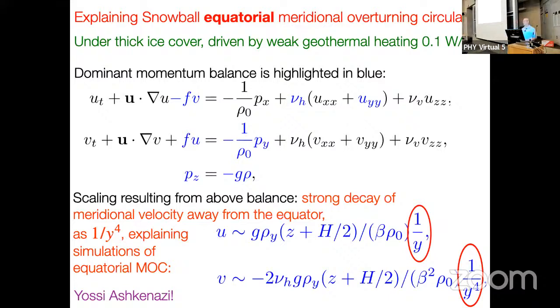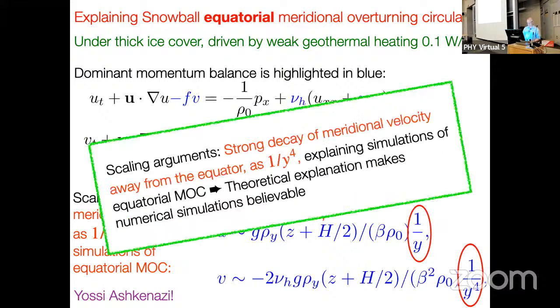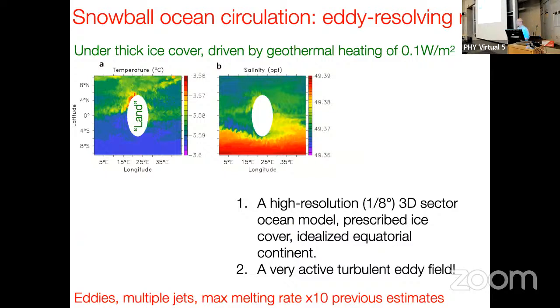Okay, so we have very strange overturning that can be explained using dynamical reasoning. Great. Then we moved on to three-dimensional just to see what happens.